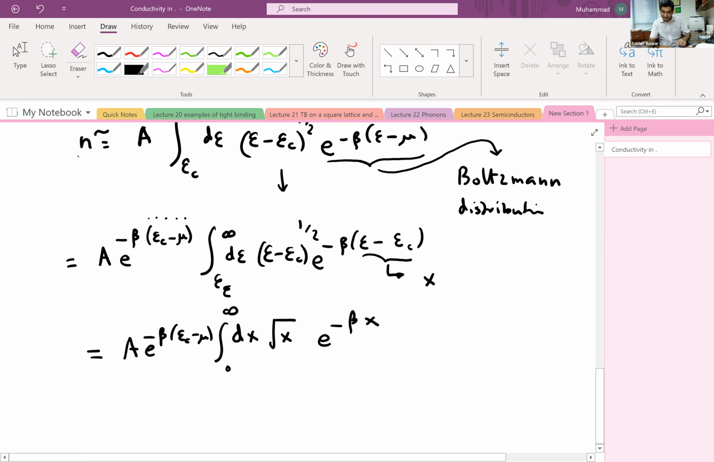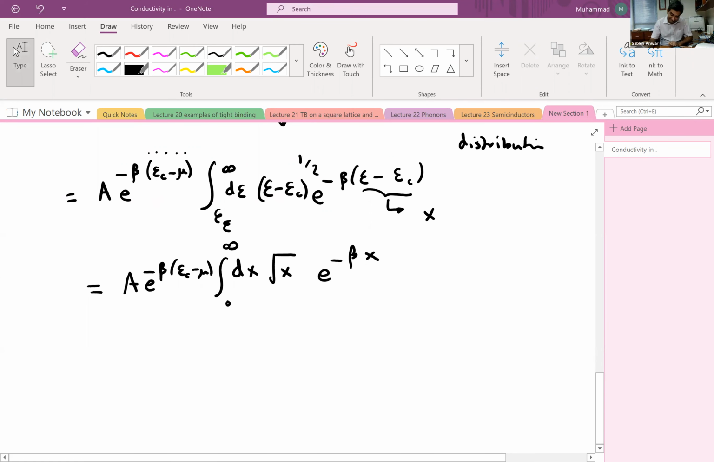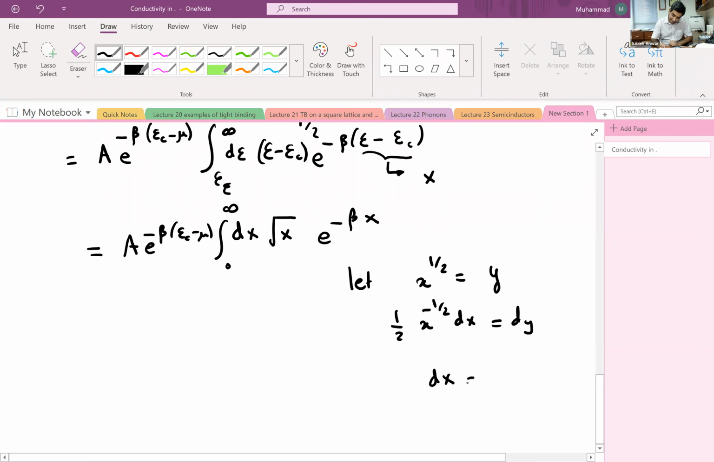Is this making sense here? Okay, so let x square root be y. This means that 1 over 2 x to the minus 1 over 2 dx is dy. This means that my dx is 2 x to the 1 over 2 dy, which is 2y dy.